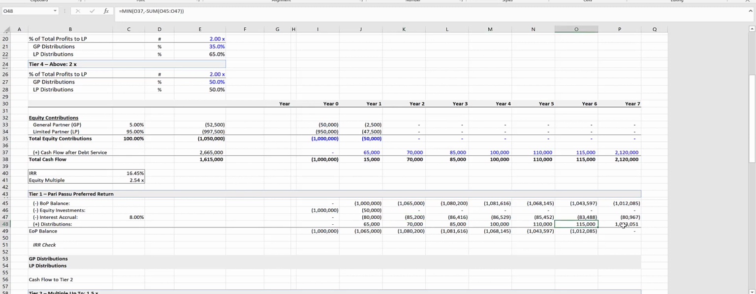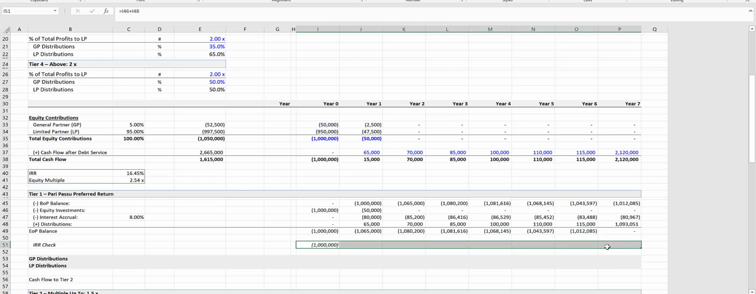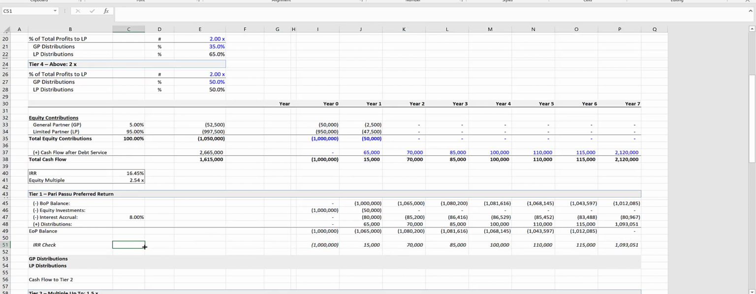And that goes all the way until there's enough cash flow to pay off everything that's outstanding to achieve an 8% IRR. And we'll do the calculation right now. All of the equity investments plus the distributions, and let's check the IRR.